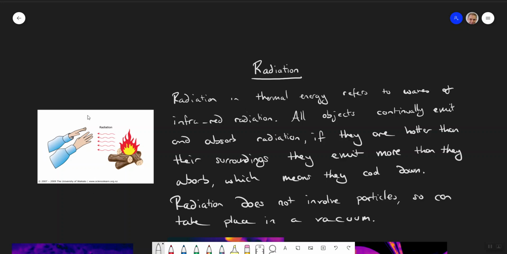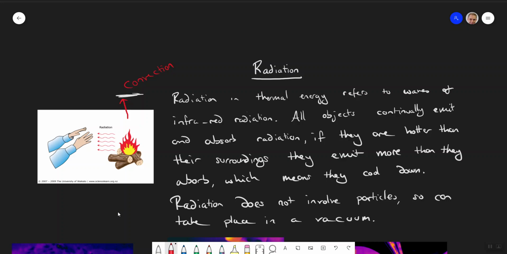Now, obviously, we can feel radiation because we can stick our hands near something and feel warm. Remember, however, that our position is important, because if you stick your hands above something, you're going to feel the thermal energy come from the convection current. This is where you're going to feel convection more than radiation. You'll feel both. So to the side is where you feel that sort of radiation. We can feel it, but you can't see it.